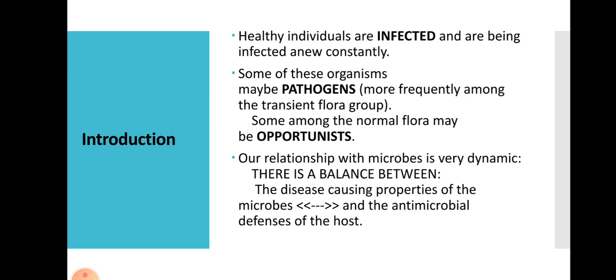This particular point is very important to remember: the balance between these two relationships. The disease causing property of the microbe is balanced with the antimicrobial defense of the host, which makes them opportunists or normal flora of an organism. What are the types of host pathogen relationships? We come across four different types of host pathogen relationships, namely symbiosis, mutualism, parasitism, and commensalism.